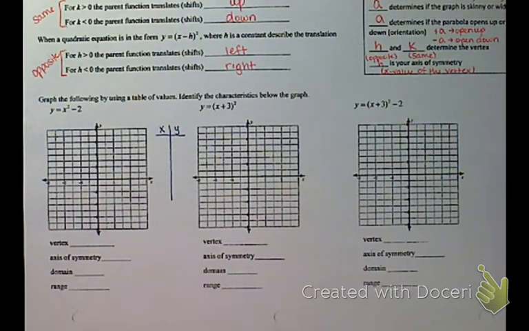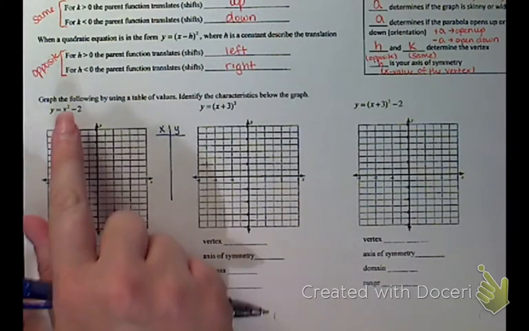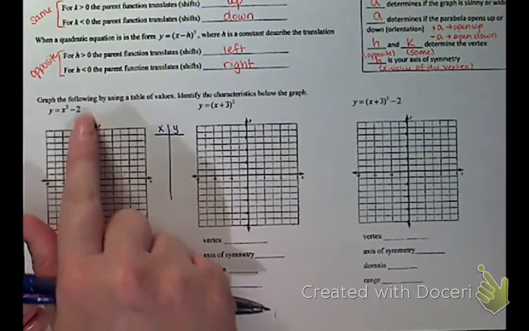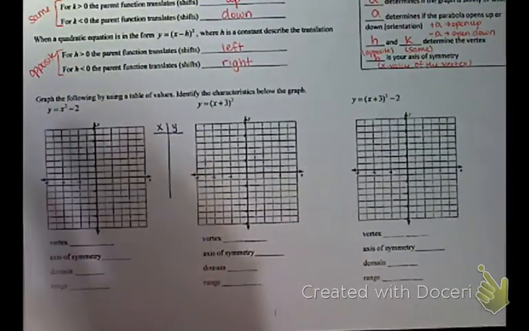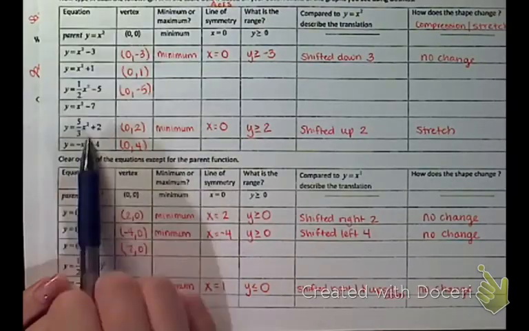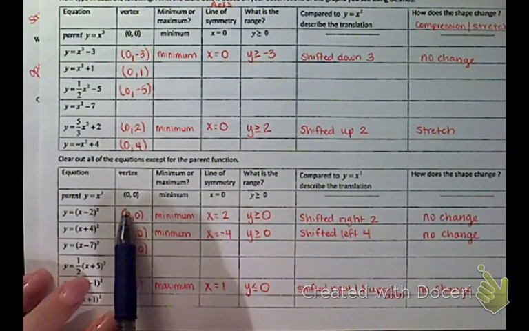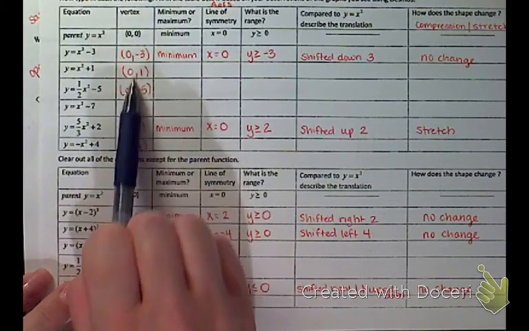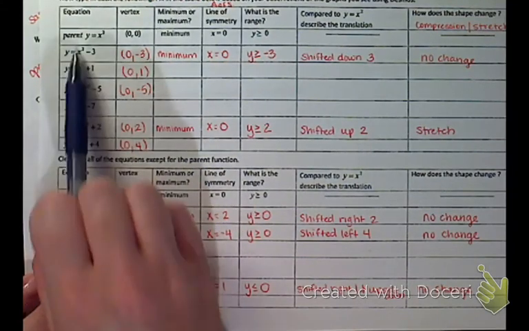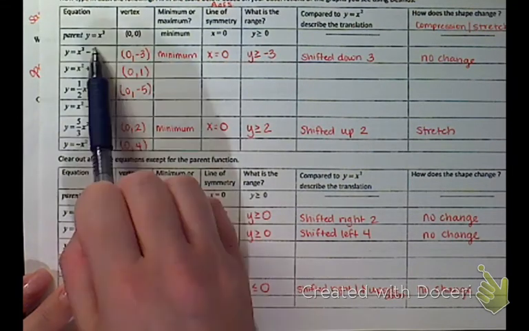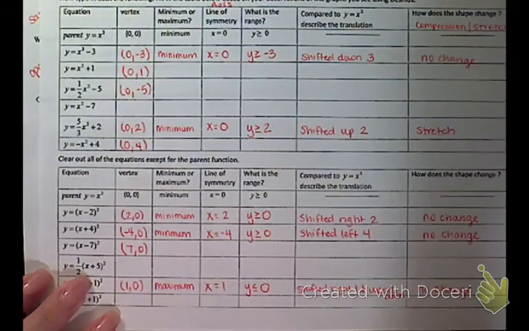Now the first thing you are going to do before you do anything else is determine your vertex. For reference, x squared minus 2 is going to look similar to all of these. You'll notice I don't have the parentheses, which means my x value doesn't change. In all of these, my x value is 0 because there's no parentheses. My y value, however, is what's added or subtracted at the end.